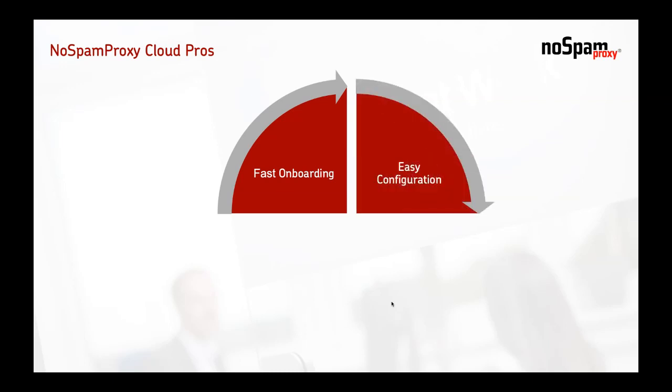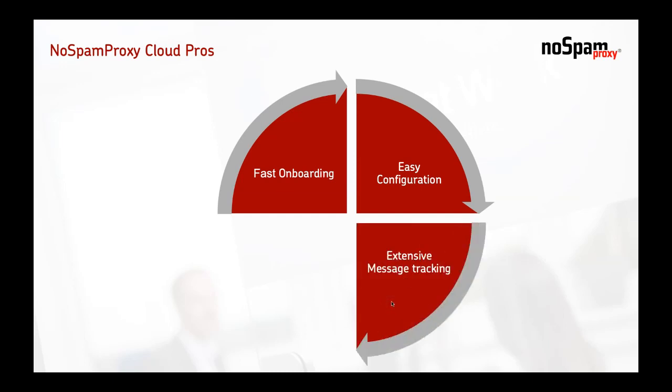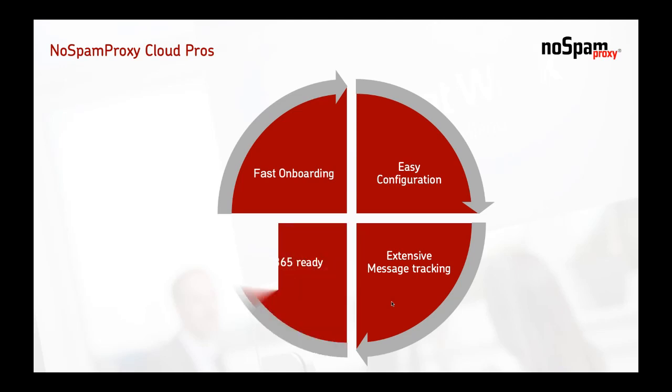Then we have an easy configuration. You only have to choose how your users should be protected in 3 types of different rules. Is it a medium score or a hard score? This can be done very easily in our web-based solution. And for me, the most important thing is we have a very extensive message tracking. And for an administrator, it's very important to know what's going on in its email gateway. And this information is provided in a very fast way.